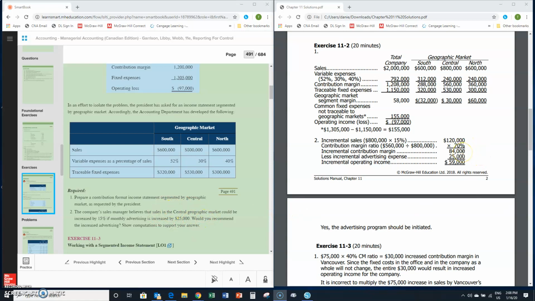So your contribution margin would increase by 84,000. Your additional expense is 25,000. So therefore the remainder goes to your operating income, which is an increase. So yes, you would take that on because you'd spend $25,000 and you'd increase your contribution margin by 84,000, leaving you with an increased income of 59,000.